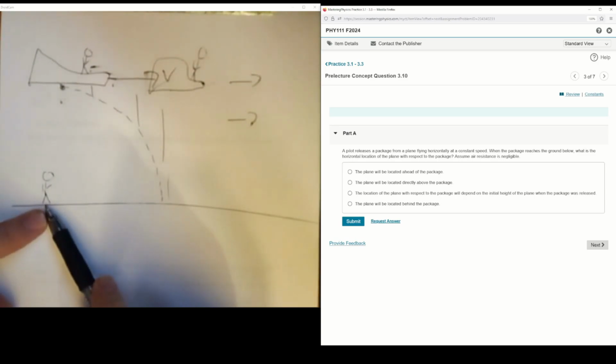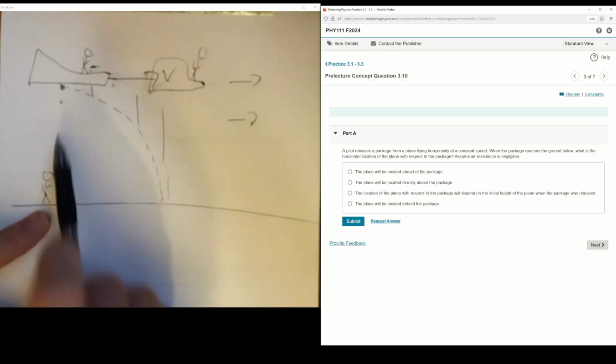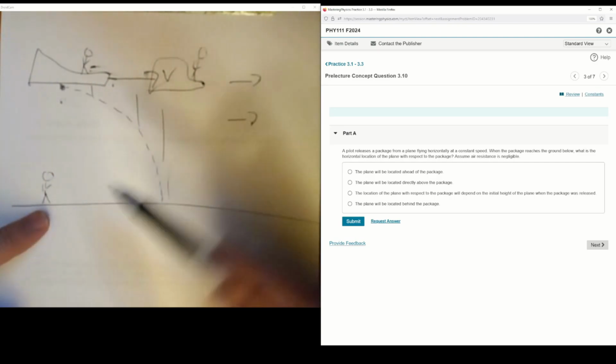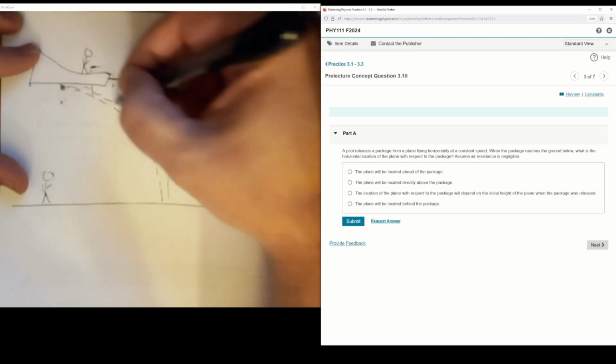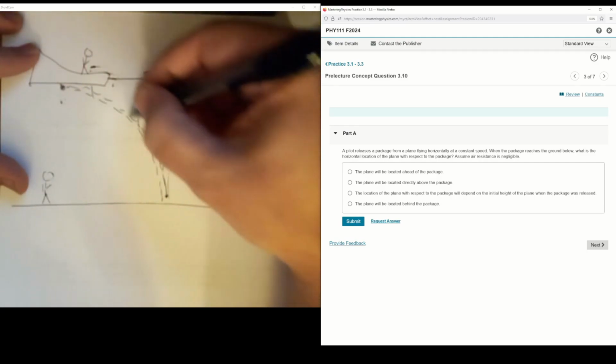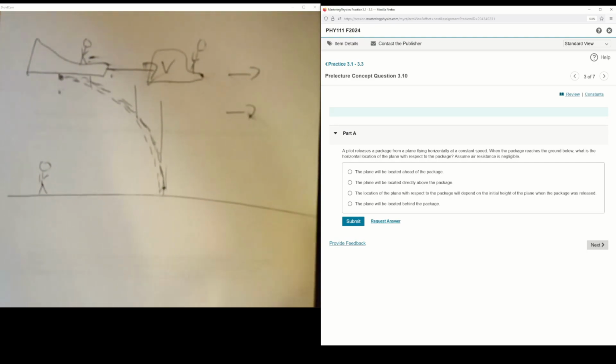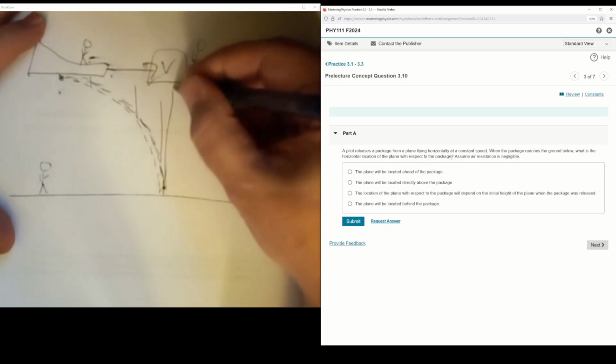But from an observer on the ground, they're going to see the package going forward with the plane's velocity, but of course they're going to see it fall. And a person on the ground will see this arc then from the ground. But from the plane's perspective, you would see the package just fall straight down. When a package reaches the ground below, what is the horizontal location of the plane with respect to the package? Well, it'll be right above it.